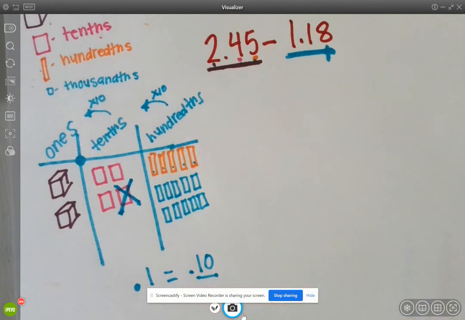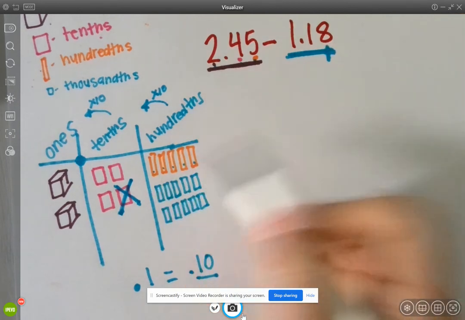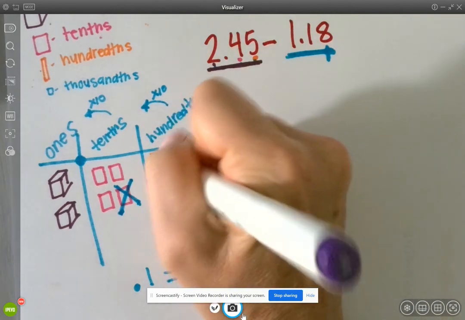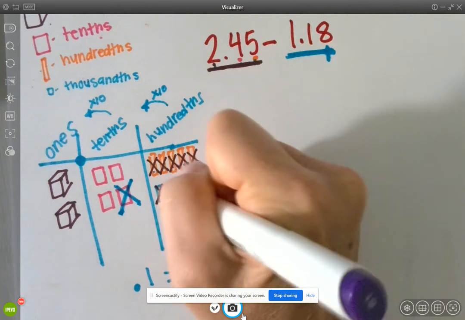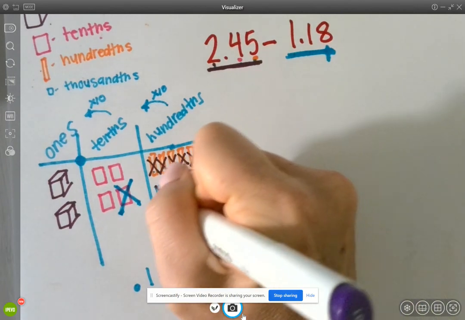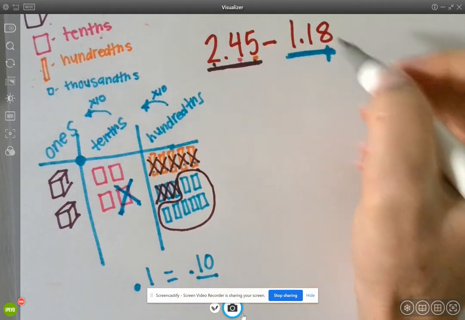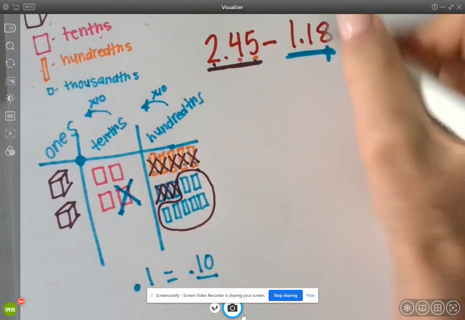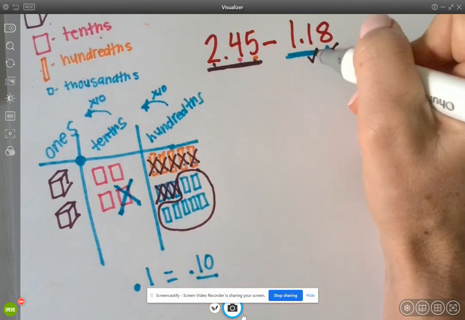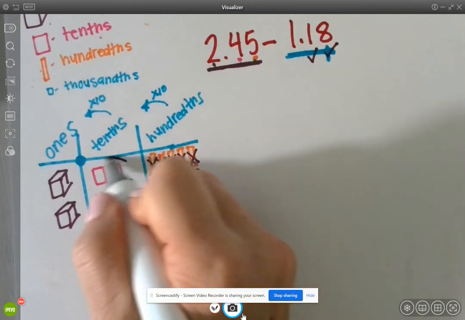Okay, so now am I able to take away 8 from this new number? Yes, I am. So I'm going to go ahead. 1, 2, 3, 4, 5, 6, 7, 8. And I'm going to circle what I have left. Okay. Now I'm going to take 1 away from the tenths place, right? So I did my hundredths. Now I need to take 1 away from the tenths place. And I can take away 1 right here. I'm going to circle what's left.